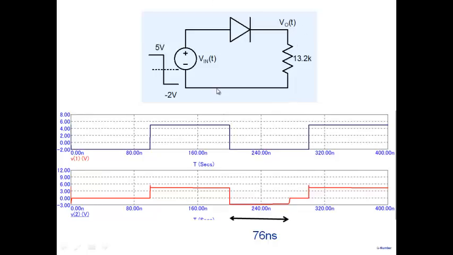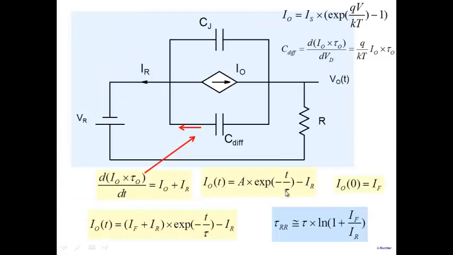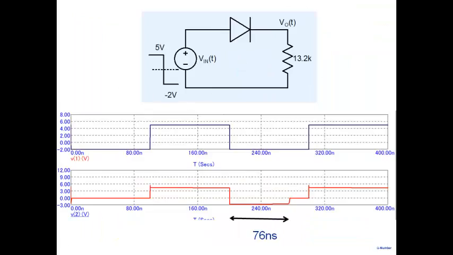And in this Microcap, what I did was I switched from 5 volt to minus 2 volt. And I put a 13.2K resistor here. And the lifetime, this tau naught, I put as some 100 nanosecond. And deliberately I removed the effect of CJ. I made CJ very, very small. Note that I'm switching, I'm going from plus 5 to minus 2, right? Plus 5 here, input voltage to the diode, and I'm going to minus 2 here.